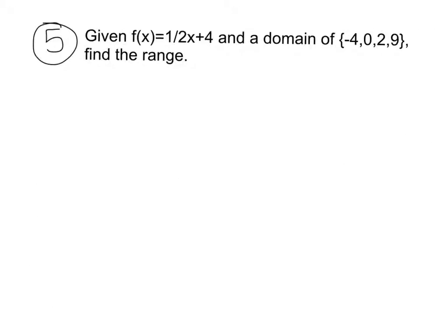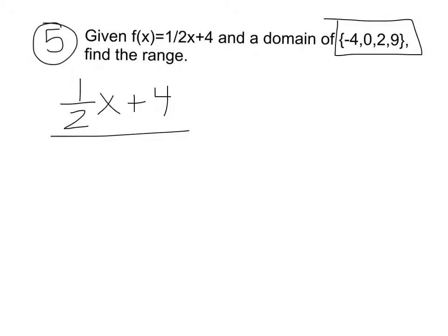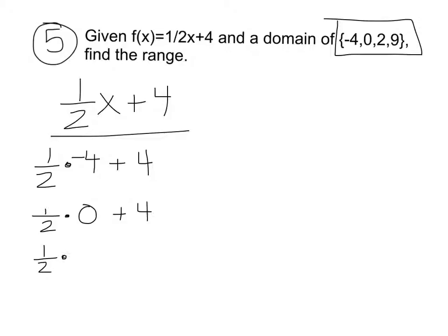All right, let's look at one more. So we have the equation 1/2 x plus 4. And we're going to plug in our domain values, which are right here. So we have 1/2 times -4 plus 4. We have 1/2 times 0 plus 4. We have 1/2 times 2 plus 4. And we have 1/2 times 9 plus 4.